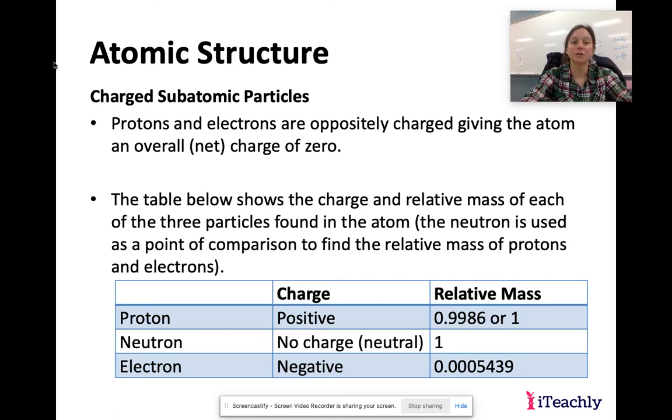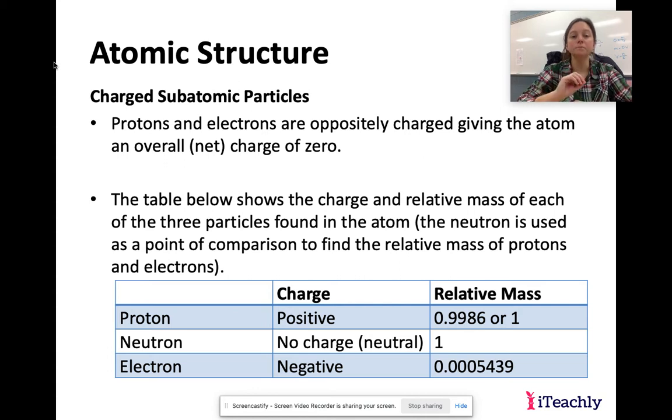So looking at our charges of these particles, that's where those forces come from. So protons and electrons actually have opposite charges. So protons are positive and electrons are negative. And as a result, because the number of protons and the number of electrons are equal in an atom, atoms have no charge, or their net charge is zero. Now, in future lessons, we'll look at how sometimes an atom can become an ion because the number of protons and electrons are no longer equal. But that's something we'll get into in another unit.